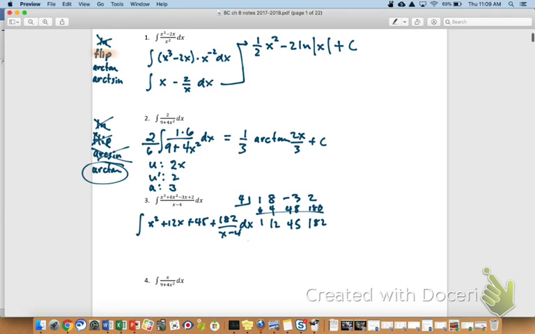Making sense? I'm seeing really calm faces, indicating that yes, this did go okay. All right, so then maybe a final answer, 1/3 x cubed plus 6x squared plus 45x. And what does that last term end up being? Yeah, it's a natural log. So 182 ln absolute value x minus 4. And don't forget your plus c.